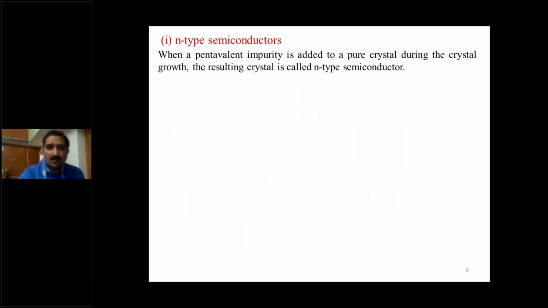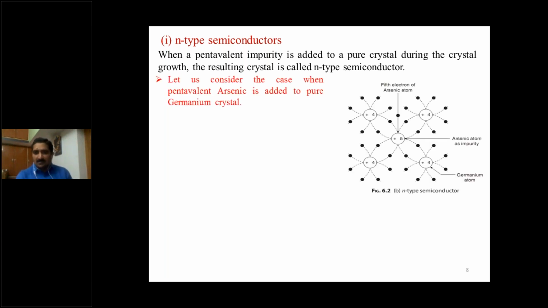Here we are not adding impurity directly; we are mixing the pure semiconductor with the impurity atom during crystal growth. So when a pentavalent impurity is added to the crystal during the crystal growth, the resultant crystal is called N-type semiconductor. Let us consider the case when pentavalent arsenic is added to pure germanium crystal.